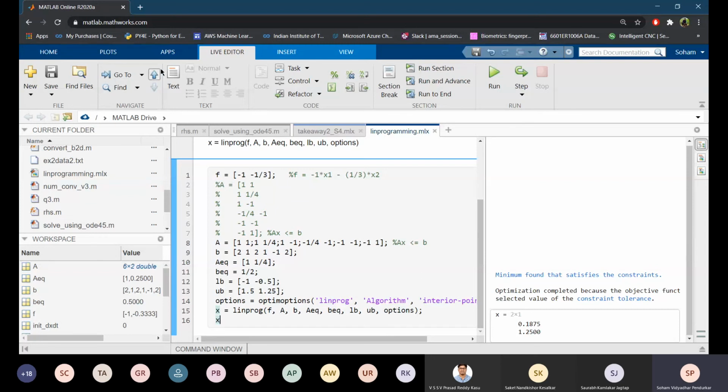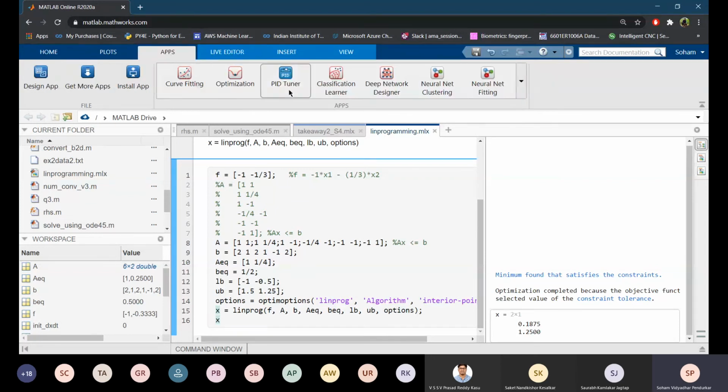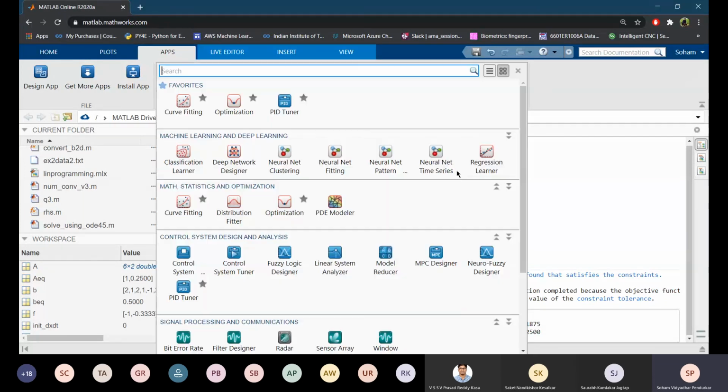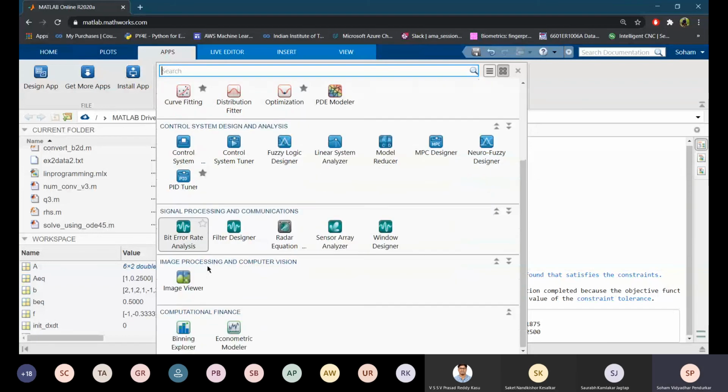So there are lots of apps available here, like optimization, curve fitting. Out of these, only some of them are actually extensively used in the industry. For example, this deep network designer, neural net clustering, neural net fitting. These are for machine learning and deep learning, and nobody actually uses these because there are much more sophisticated libraries available out there. But mostly curve fitting, distribution fitter, optimization, all this is used in MATLAB. For example, in signal processing also, these are the tools you will use, and you'll get to know how to use these tools as you go and apply.